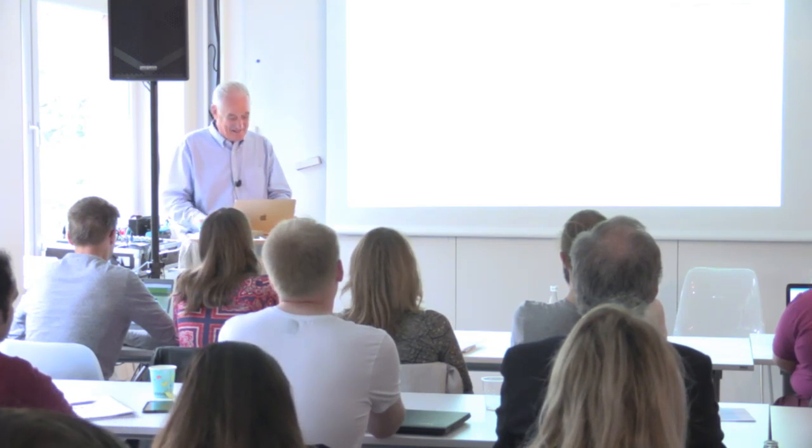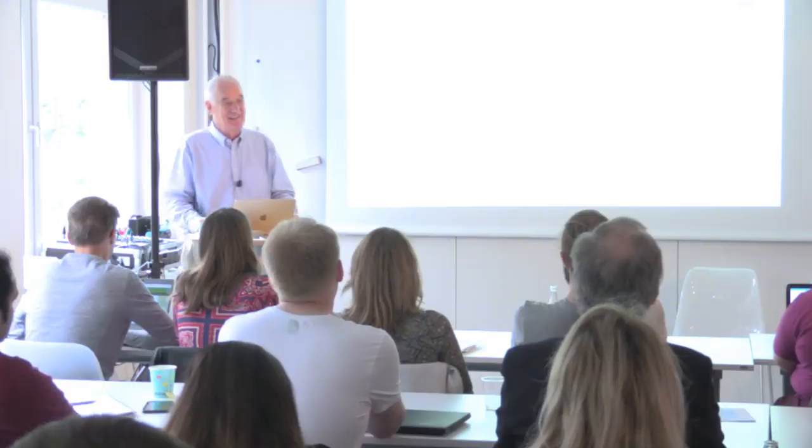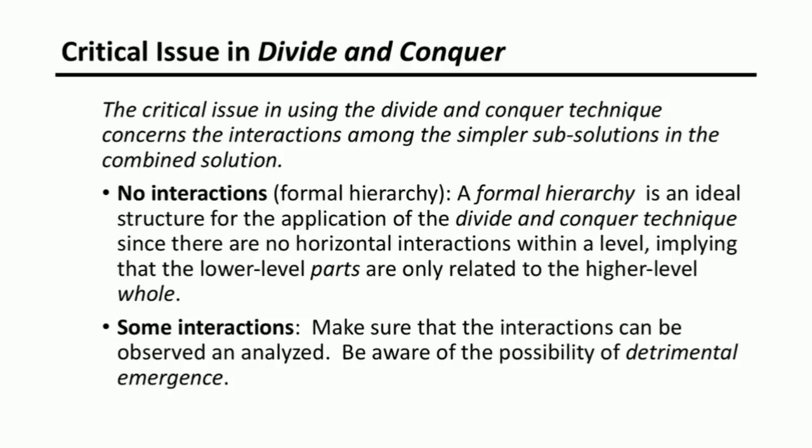So what is the critical issue in the divide and conquer technique? Well, the critical issue of the divide and conquer technique is that there are no interactions. If the two subsystems can be found that don't interact directly, as we have done it yesterday, then we have the full advantage of this complexity reduction achieved. But if there is an interaction, there are problems, and I'm going to talk about this in a minute.